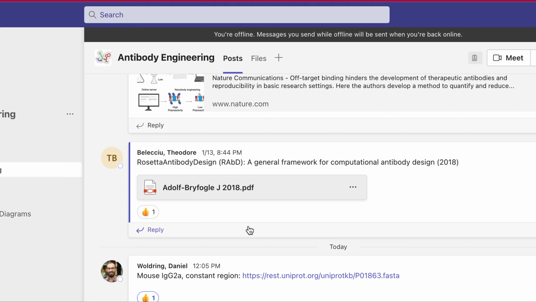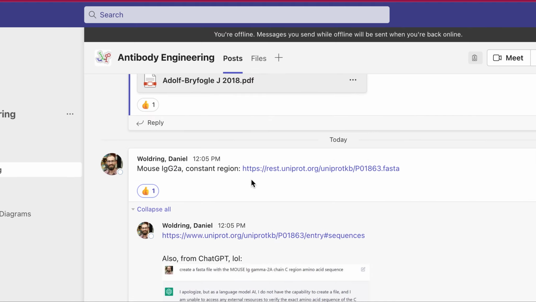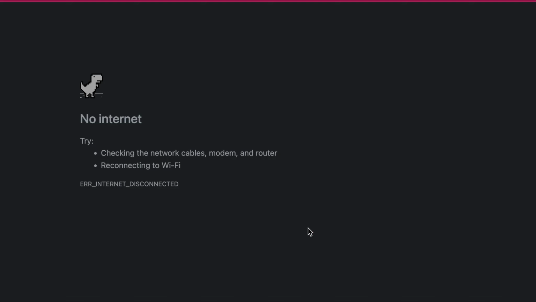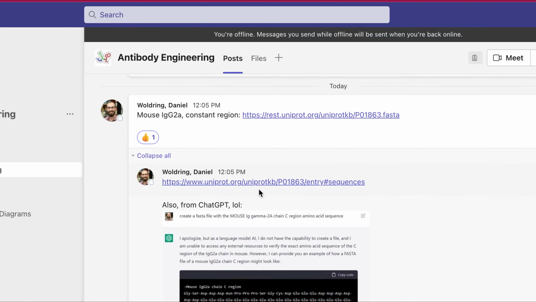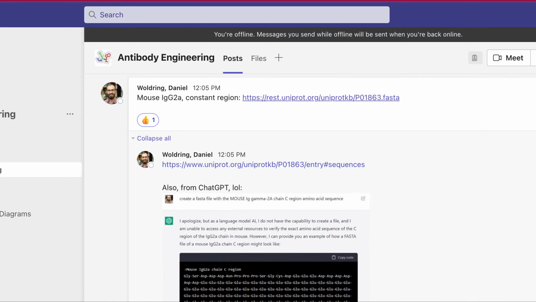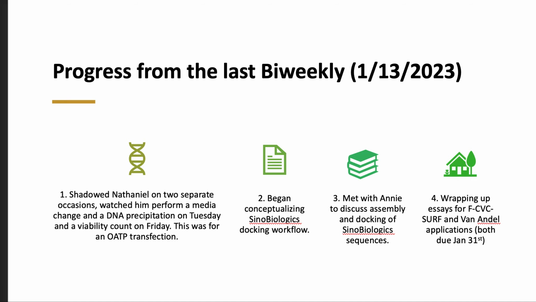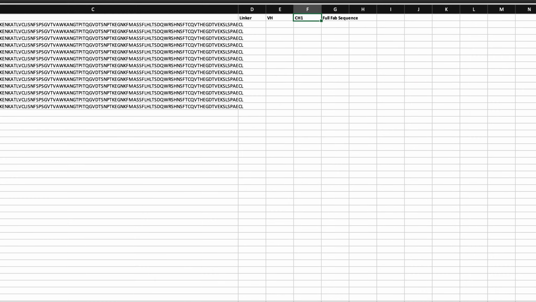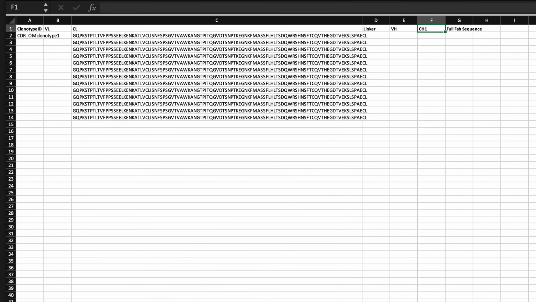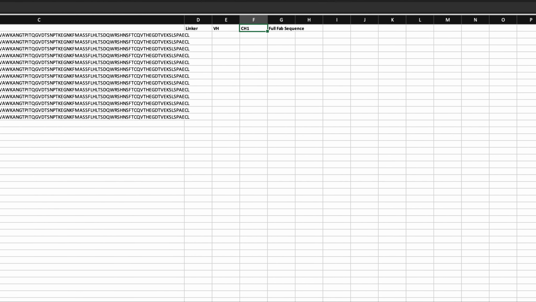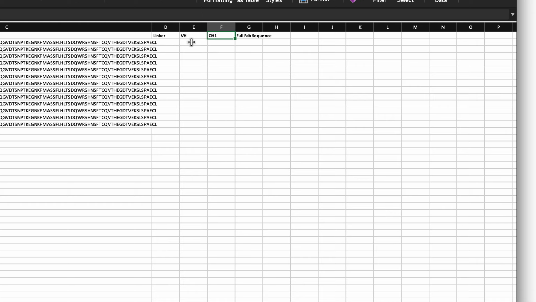So the constant heavy right here, and then all of the other ones we have. And the assembly will be performed in the following order: variable light, constant light, a space for a linker, variable heavy, and then the CH1.